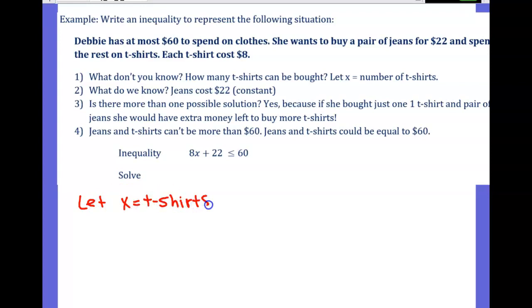We do know that she's buying one pair of jeans and jeans cost $22. So that's our constant. All right.